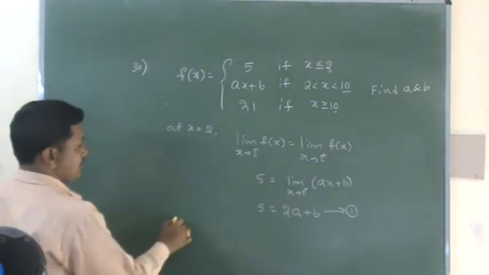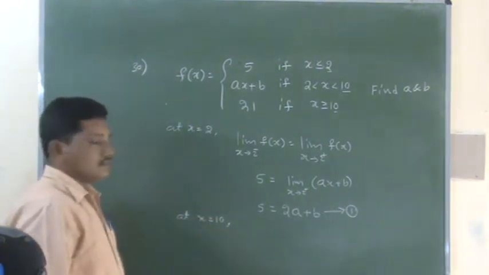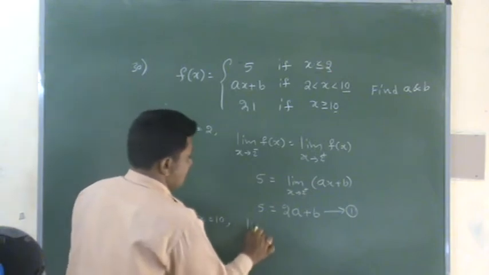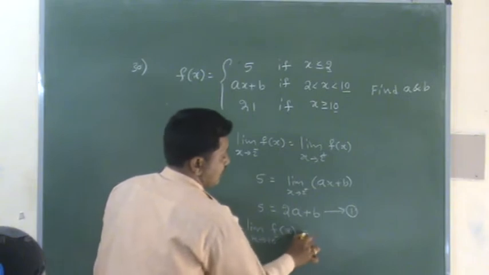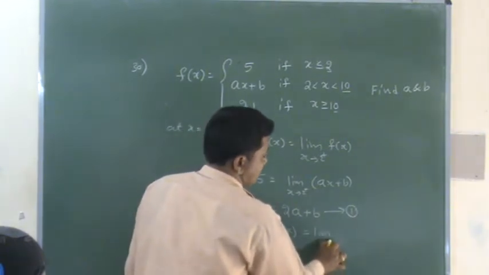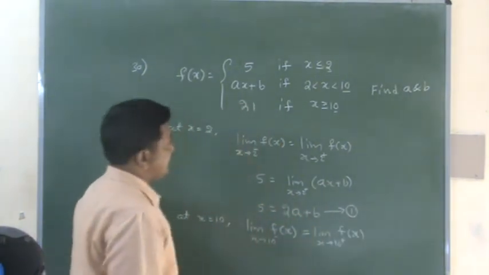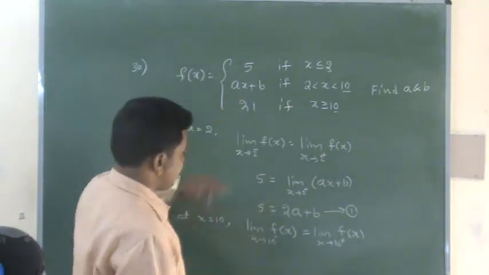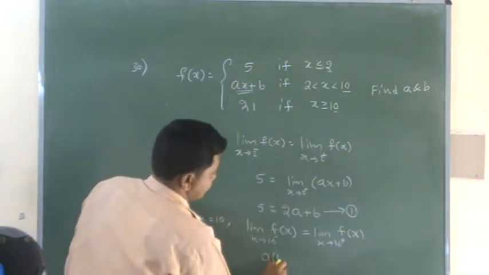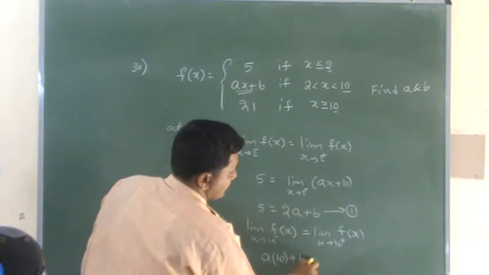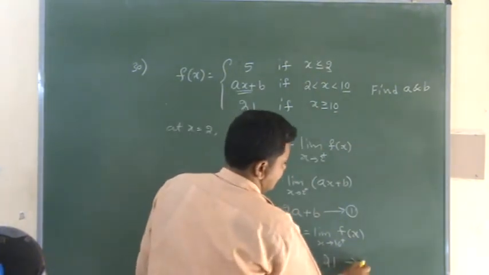Now in the same manner at x is equal to 10. Limit x tends to 10 minus f of x is equal to limit x tends to 10 plus f of x. What is 10 minus? It is nothing but the same function, ax plus b, and the right side is what? 21. So a into 10 plus b is equal to 21. This is equation 2.